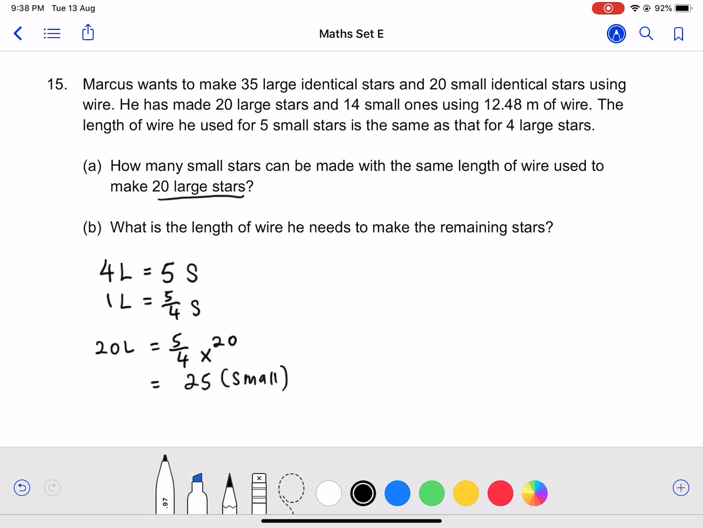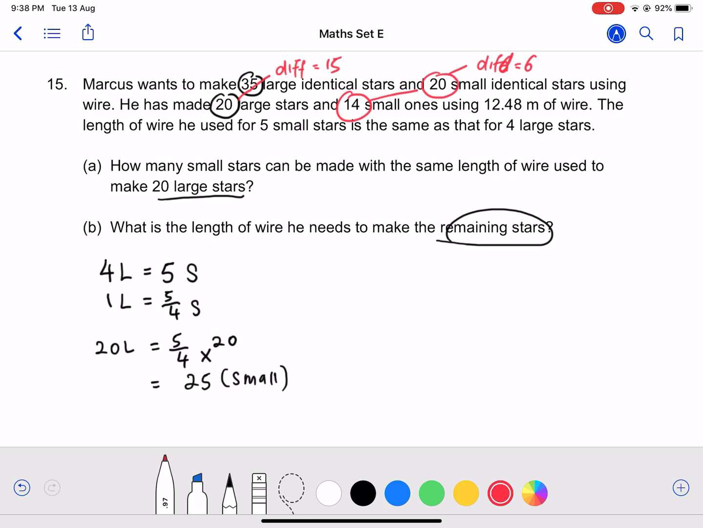Okay, so right now, what is the length he needs to make the remaining stars? Now, what are the remaining stars? He needs to make 35. So far, he has only made 20. So the difference is 15. And for the small, he needs 20, but he has only made 14. There's a difference of 6. Alright, so he is short of making 15 large and 6 small.